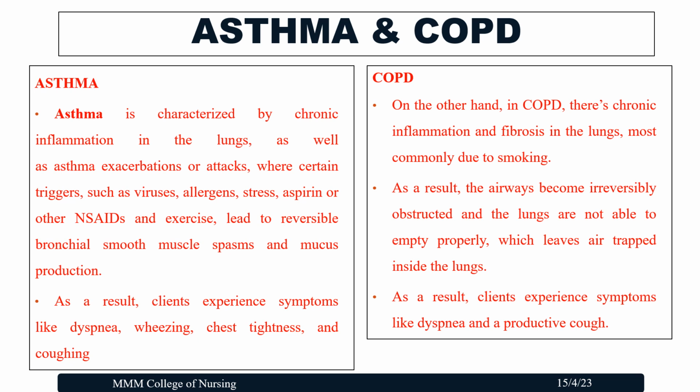As we have seen in the last slide, the main indications for using bronchodilators are asthma or COPD. Let's have a look at what asthma and COPD are. Asthma is characterized by chronic inflammation in the lungs as well as asthma exacerbation or attacks, where certain triggers such as viruses, allergens, stress, aspirin or other NSAIDs or exercise can lead to reversible bronchial smooth muscle spasm and mucus production. As a result, the client experiences symptoms like dyspnea, wheezing, chest tightness and coughing.